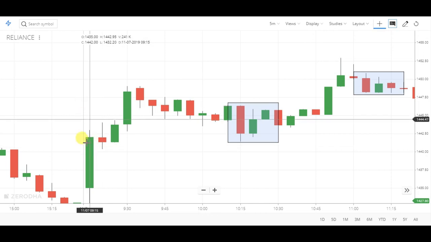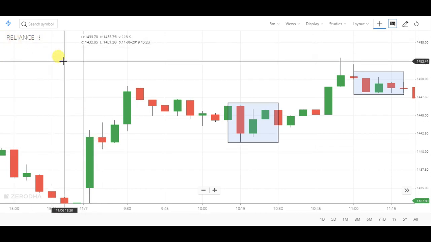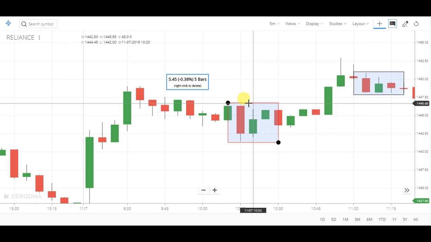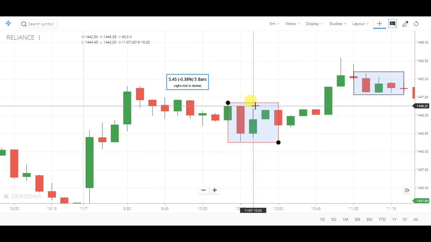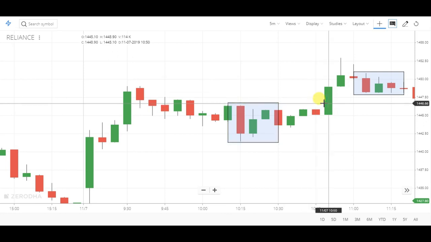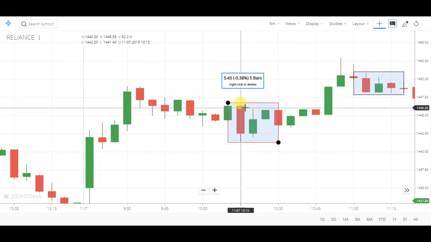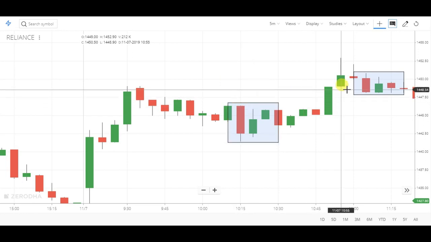So we can see on 7th of November, this is the chart of Reliance. We can see the high and low of the second candle is inside the first candle, and the high and low of the third candle is inside the second candle. If we see the height of the first candle, the difference between high and low is almost 5 rupees. So we can clearly see that this candle broke the high of this candle. So our target would be around 1452 rupees. We can clearly see that this is achieved in this candle.